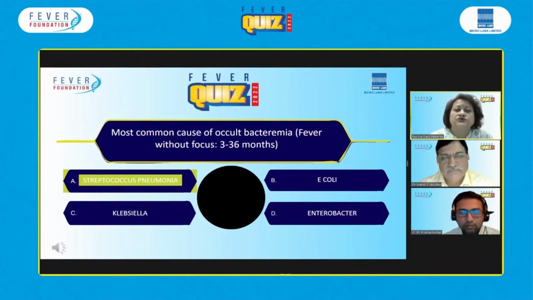But now, if we do research again on this occult bacteremia in the era of universal Haemophilus influenzae and pneumococcal vaccine, I think this data will change. But to remember, even now in our country, this is important because there are many places where we are still not giving the pneumococcal vaccine. So this is the number one cause that we should have in mind. And most of the time, if you're lucky, you can culture it if you take a blood culture before giving the antibiotic. Right. Thank you.